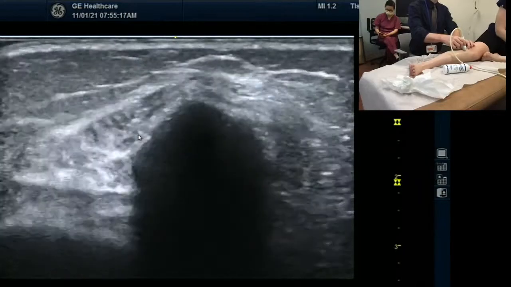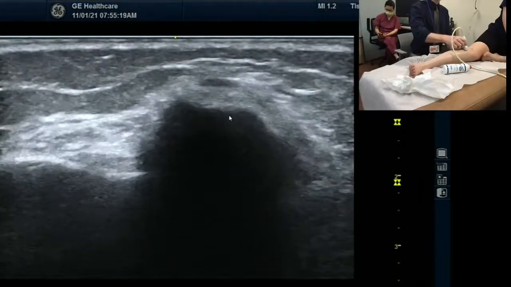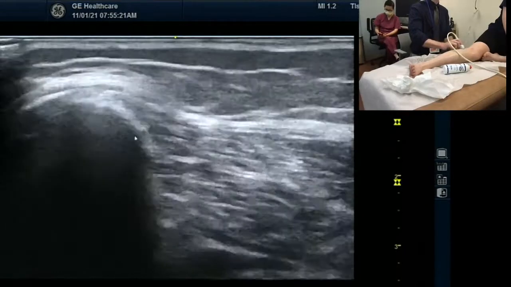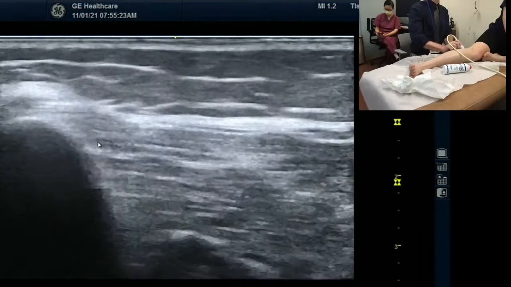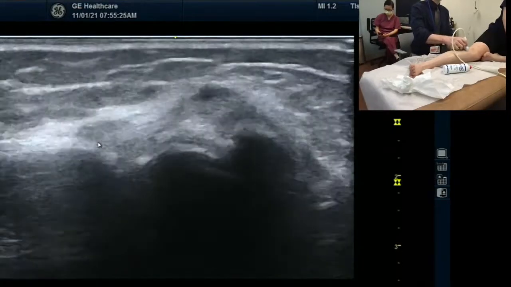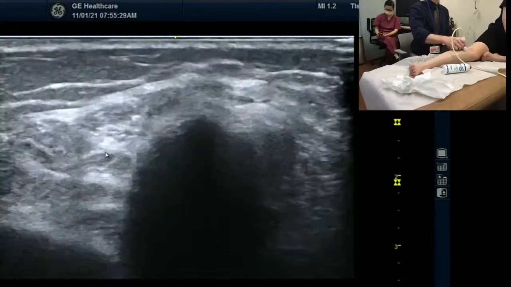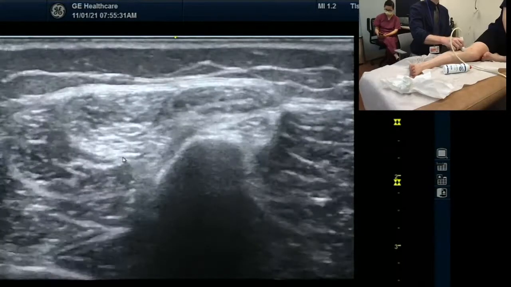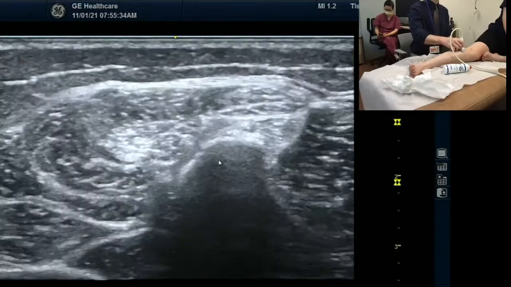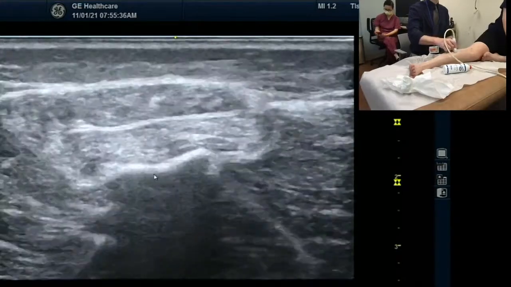Right on the fibular head. Come a little more posteriorly. Now we're in the posterior compartment. I come more laterally. Now we're in the lateral compartment. So there's my fibular head. So now I'm going right under it. And we have the fibularis longus and brevis.